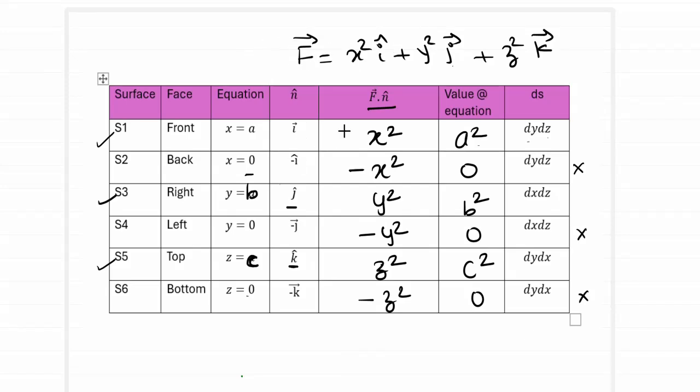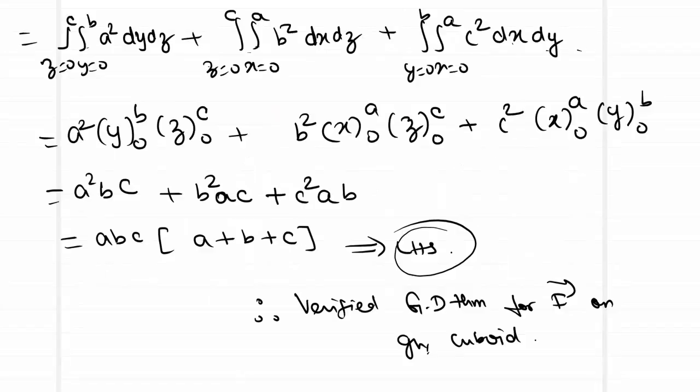Multiply this f vector with n cap and apply the equation's value over here. And then whichever is going to exist, that alone you integrate. So after integration, your answer will be compared with that of your right hand side and left hand side. If it is the same, you have verified the Gauss divergence theorem.